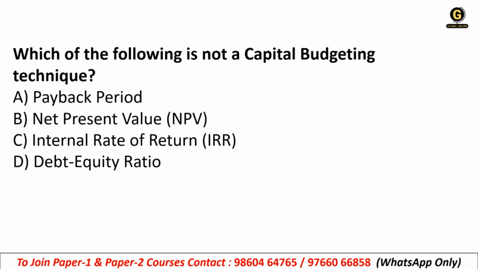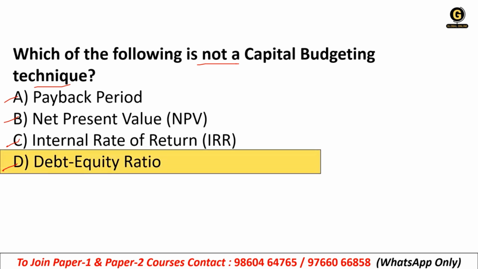Which of the following is not a capital budgeting technique? There are different kinds of capital budgeting techniques. In the options, there is one option which is not included in the capital budgeting techniques. Payback period, NPV, IRR or debt equity ratio. It is straight and clear that option D is the correct answer, because debt equity ratio is not a technique for capital budgeting.